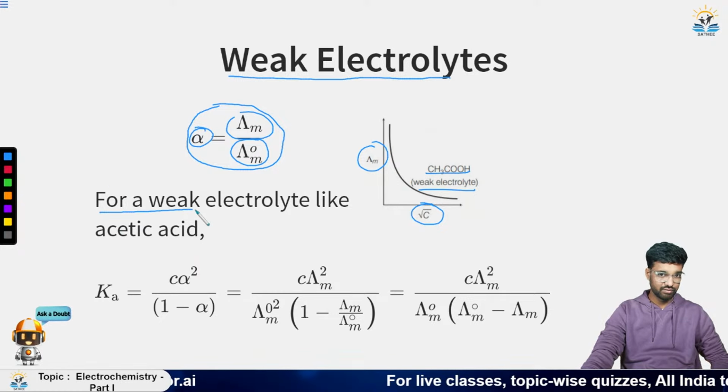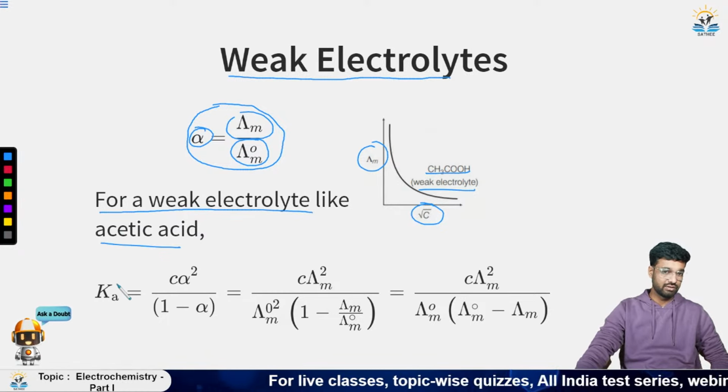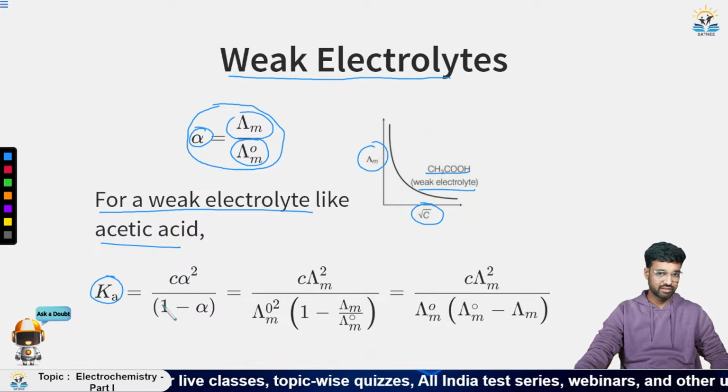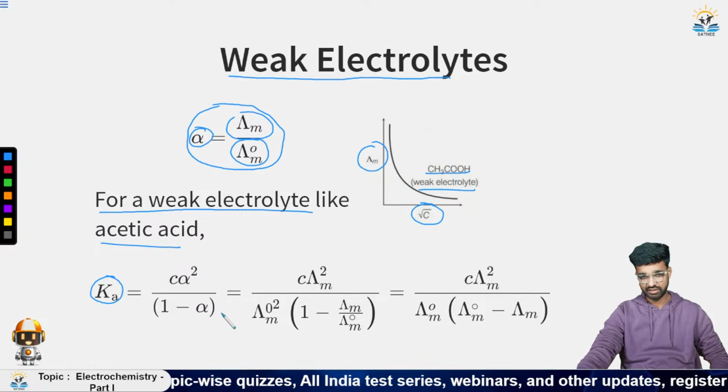Now for a weak electrolyte, we know very well that the dissociation constant is given as C alpha square by 1 minus alpha, so it is given in this way.